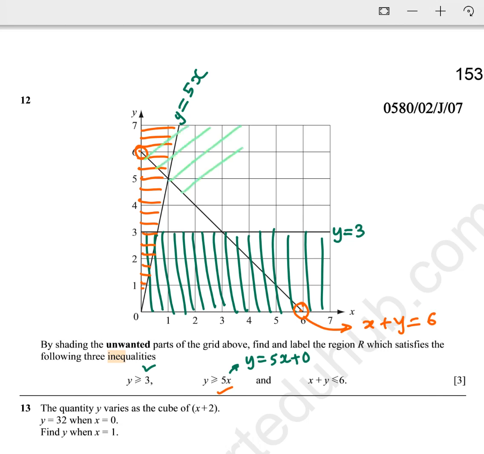So this is the region that we are supposed to shade. So now where is the answer region? Obviously they've told us to shade the unwanted region, so our answer region will not be shaded. So we can nicely write an R in this unshaded part, right? So this is how you solve your inequalities. Let's move ahead to another question.